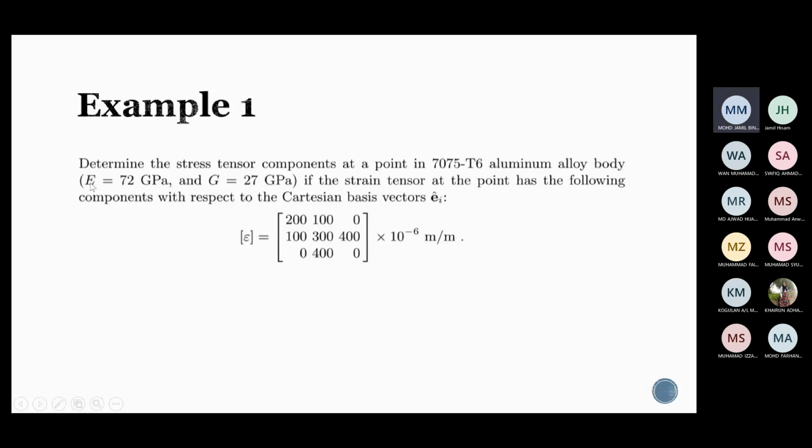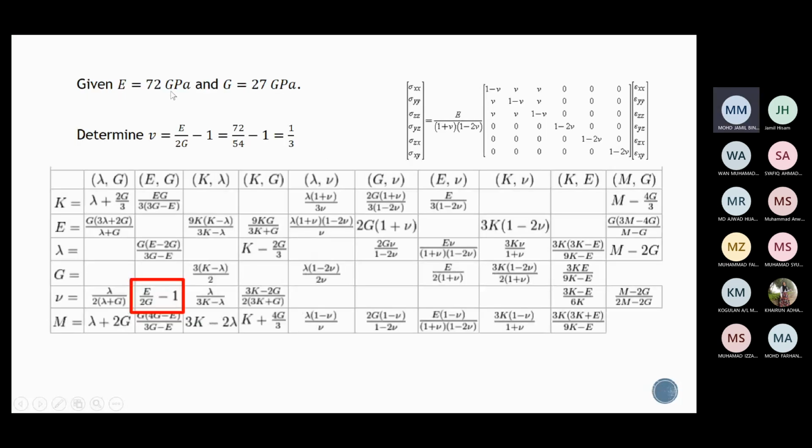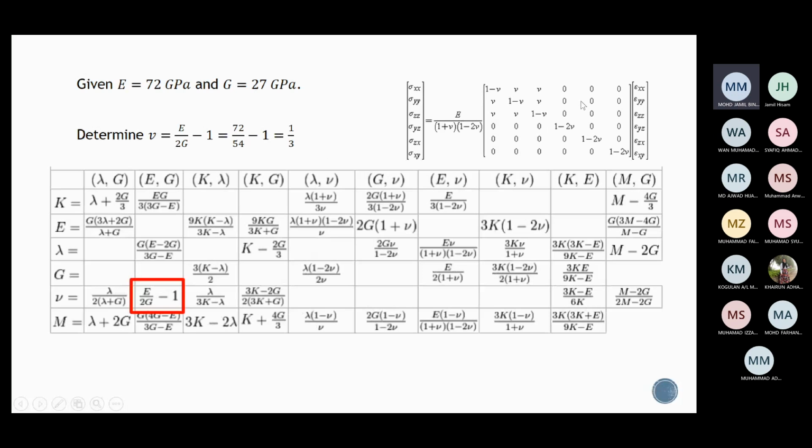So firstly, you are given E and G. The formula given to you has only E and V. So E is already given, and you need to determine V. To determine V, you just use the table and find the column that has E and G. So this is the E and G, and try to calculate V.